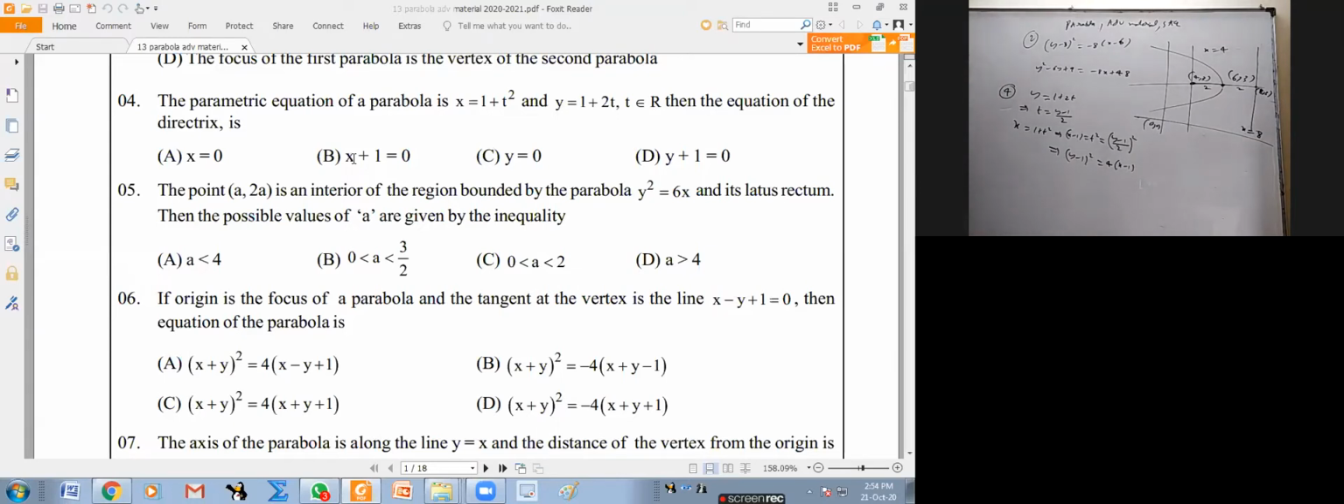What is the equation of the directrix? Once you get it in the standard form, directrix will be x plus a equal to 0. That is x minus 1 plus 1, and so x equal to 0, which is the y axis.